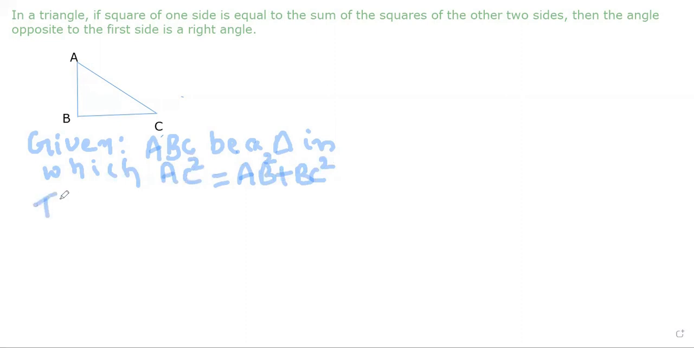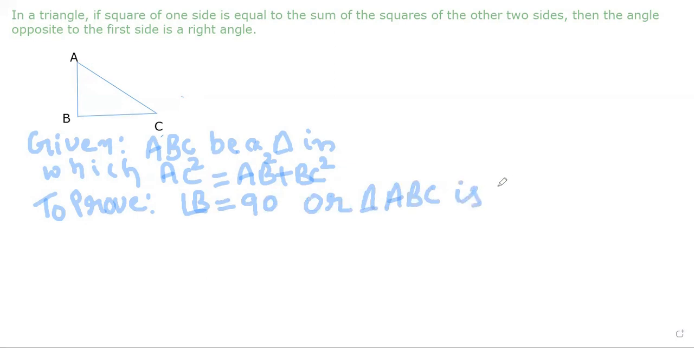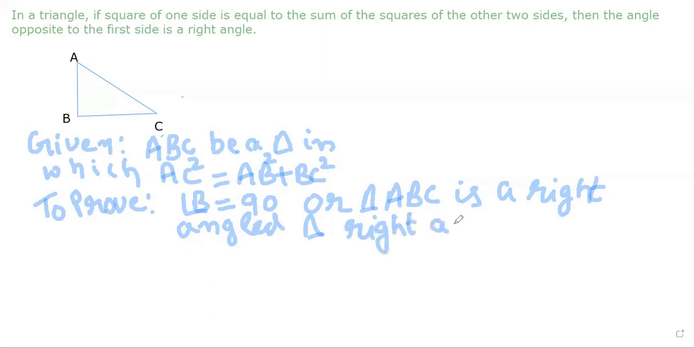Proof. We need to prove that the angle opposite to the first side is a right angle. We need to prove that angle B is equal to 90 degrees, or triangle ABC is a right angled triangle, right angled at B.